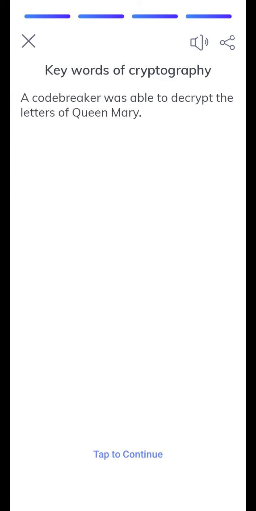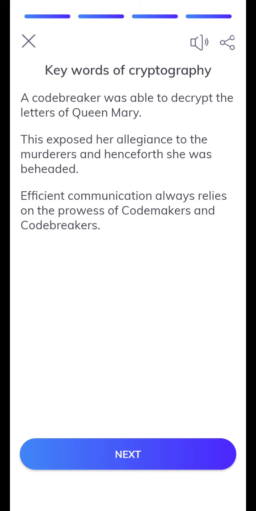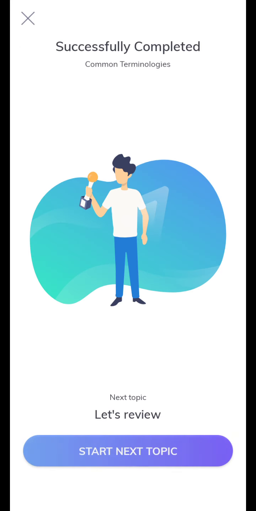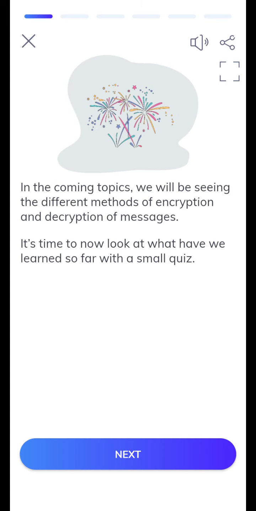A codebreaker was able to decrypt the letters of Queen Mary. This exposed her allegiance to the murderers, and henceforth, efficient communication always relies on the prowess of codemakers and codebreakers. In the coming topics, we will be seeing the different methods of encryption and decryption of messages. It's time now to look at what we have learned so far with a small quiz.